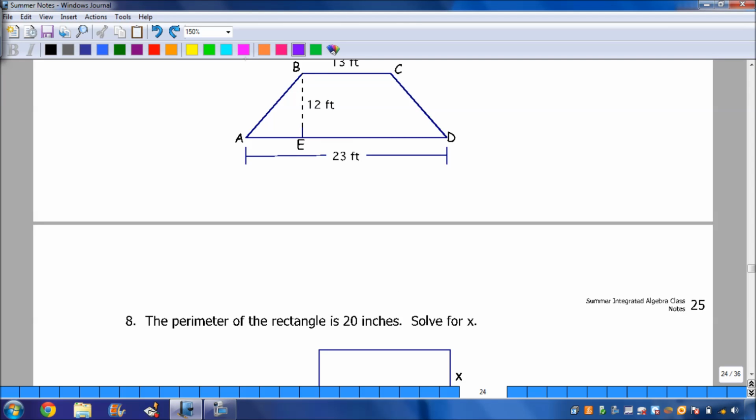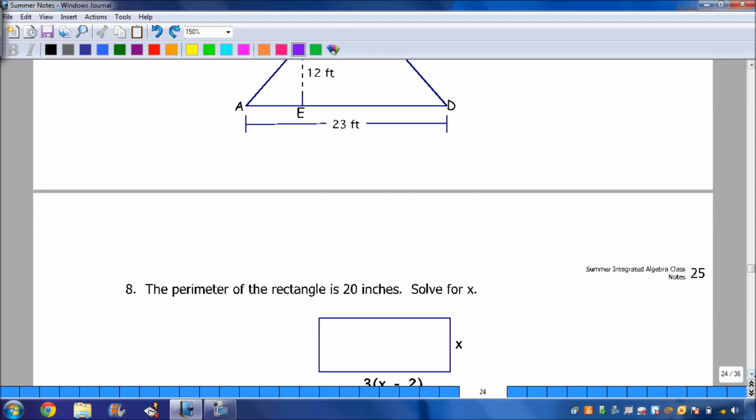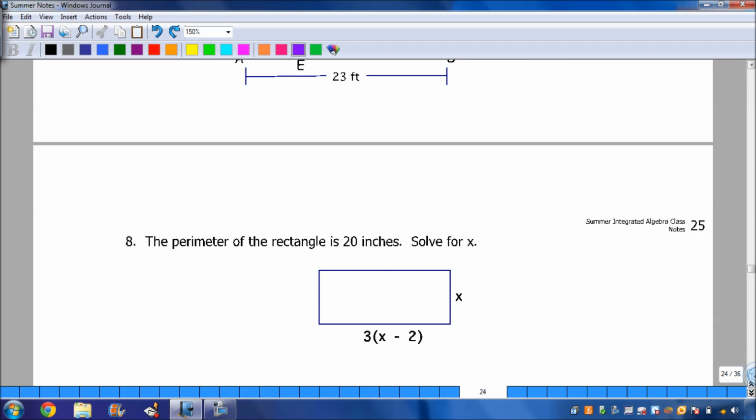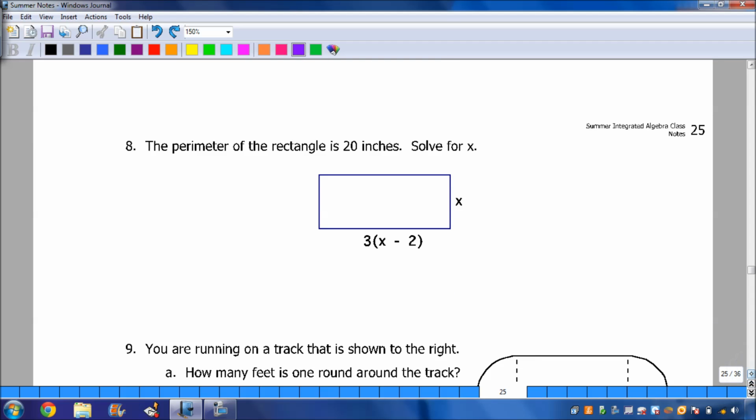All right, for time's sake, we're going to skip question number 7, and let's go to question number 8. The perimeter of a rectangle is 20 inches. Solve for x. So one thing that you guys need to make sure that you are aware of, just like we did before, is that this side is x, and then this side is 3 times x minus 2.